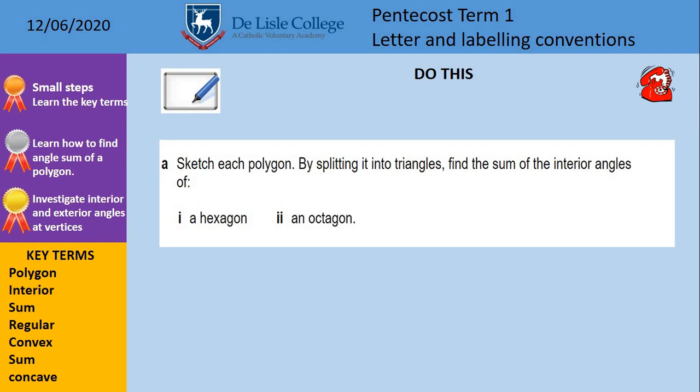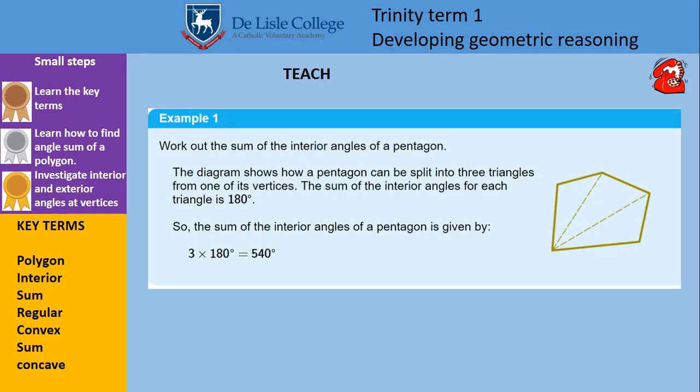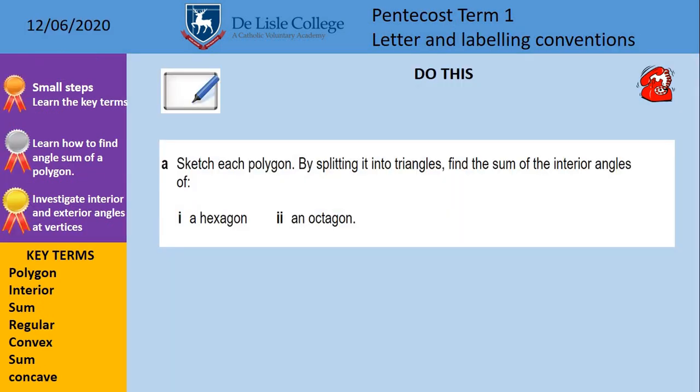So I'd like you now to sketch each of the polygons below, and then split it into triangles using this same technique here, where you're going to do it from one vertex. Remember, a vertex is a corner, so your lines to create the triangles must come from one corner. Okay, we're not going to have any overlap in the triangles, just start them all from one corner. So you're going to draw me a hexagon and an octagon, and then you're going to see, by splitting it into triangles, the sum of the interior angles.